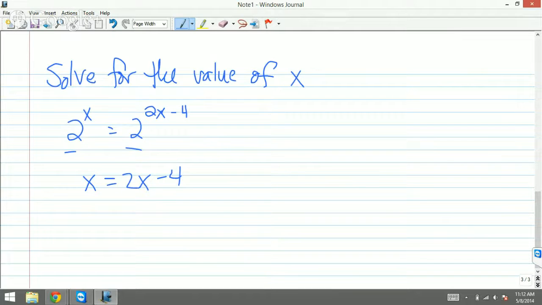So now, there are deep mathematical reasons we can eliminate the bases, the 2's, and just set the exponents equal to each other. But logically, the exponents must be the same, right? So what's the value of x?